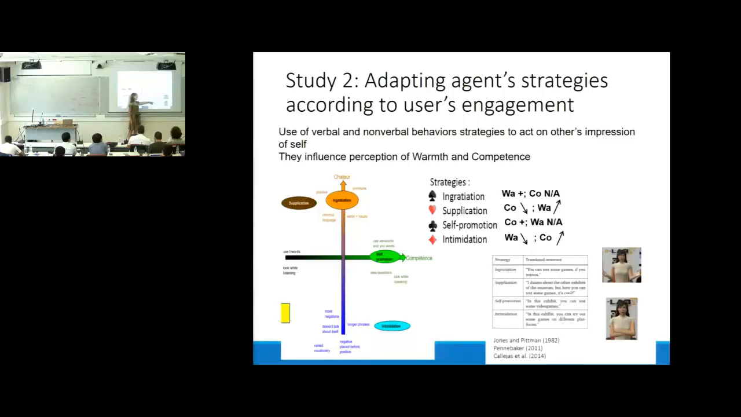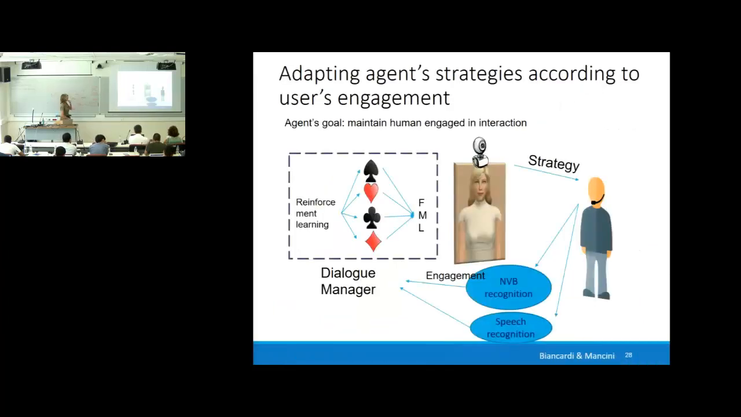Self-promotion: in this exhibit, you can test some video games. Intimidation: in this exhibit, you can try out some games on different platforms. So by manipulating just the set of words and lengths and the choice of pronouns, you or I, you can vary the conversational strategies. So here the setup was the same.